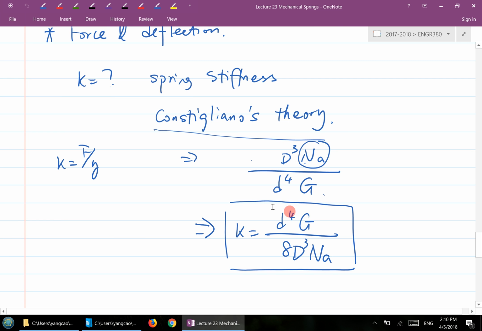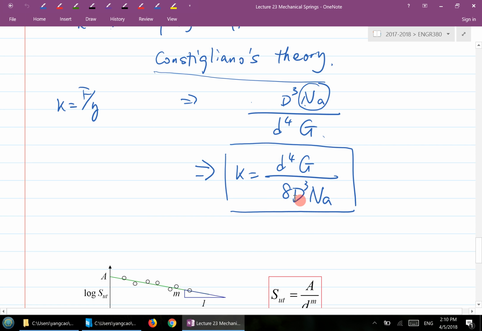And then the formula for the spring stiffness can be derived based on Castigliano's theory. One thing that I mentioned that you have to be very careful about is, for this formula, the NA is not the total number of coils. In the past I've seen people use the total number of coils instead of the total number of active coils here. So this needs to be the total number of active coils for the calculation of the spring stiffness. So that's what we covered in the previous lecture.